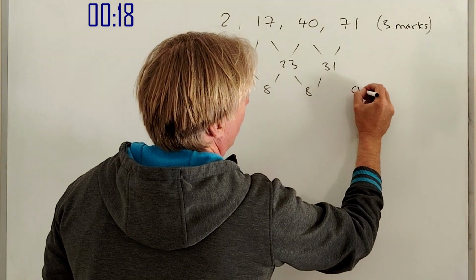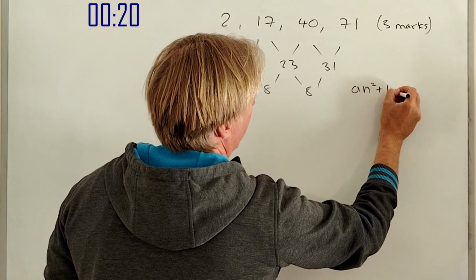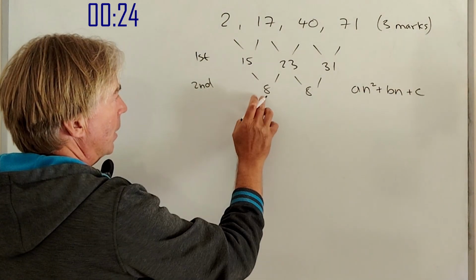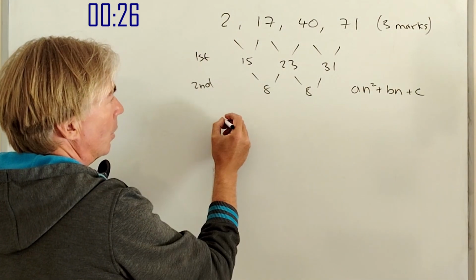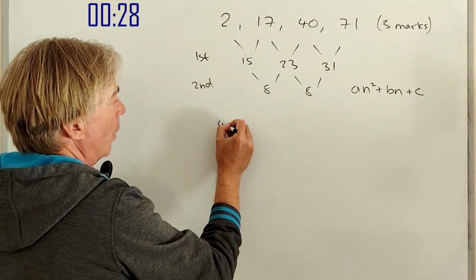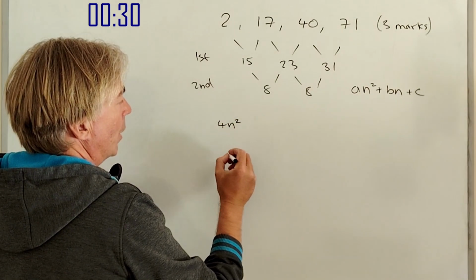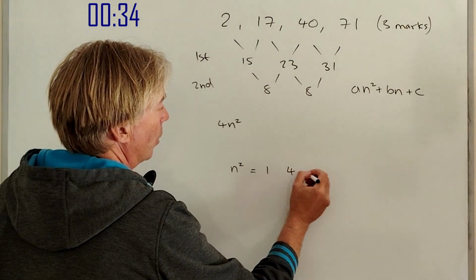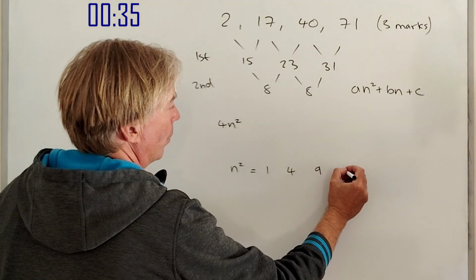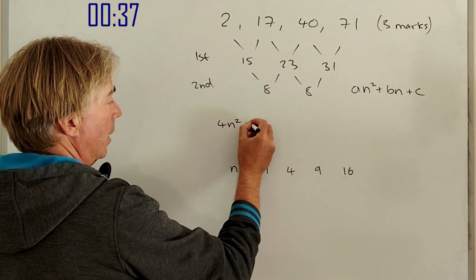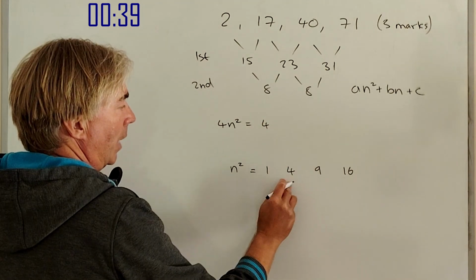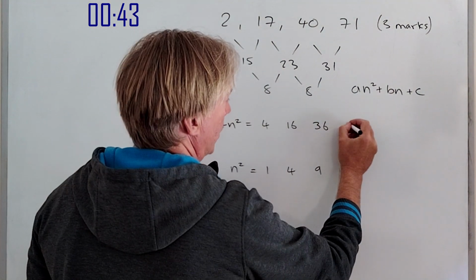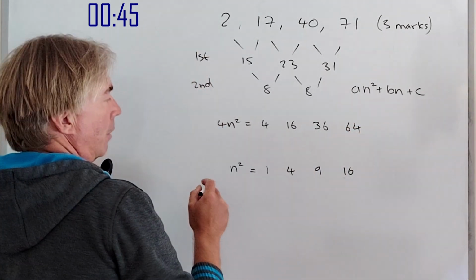Okay, so we're looking for an squared plus bn plus c. So I know from my quadratic sequences that a is half of 8. So I know it's going to be half of 8, 4n squared. Okay, so 4n squared, I'm going to write n squared down here, which is 1 times 1, 2 times 2, 3 times 3, 4 times 4. So 4n squared is going to be equal to 4 lots of that. So that's going to be 16, that's going to be 36, and that's going to be 64. So there's our 4n squared.